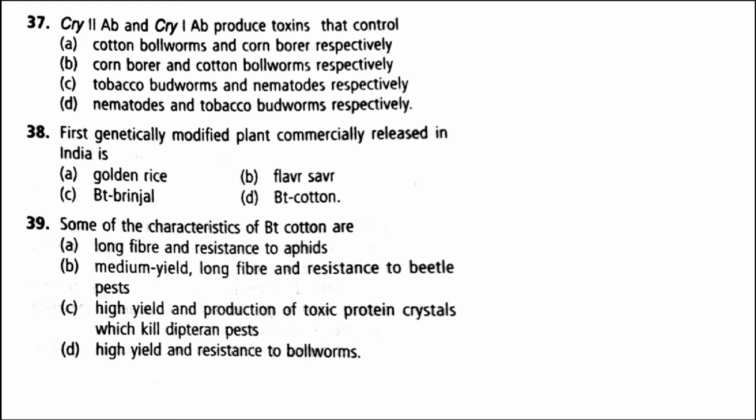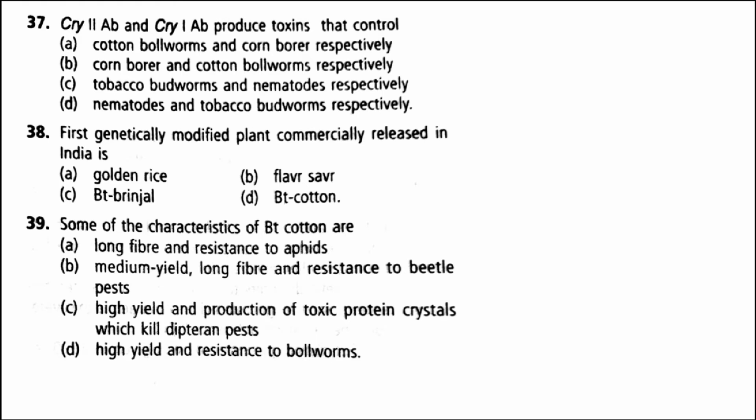Next, the first genetically modified plant commercially released in India is: A. golden rice, B. flower saver, C. Bt-brinjal, D. Bt cotton. And the answer is option D. Bt cotton farming has shown good results in Malwa region in Punjab.